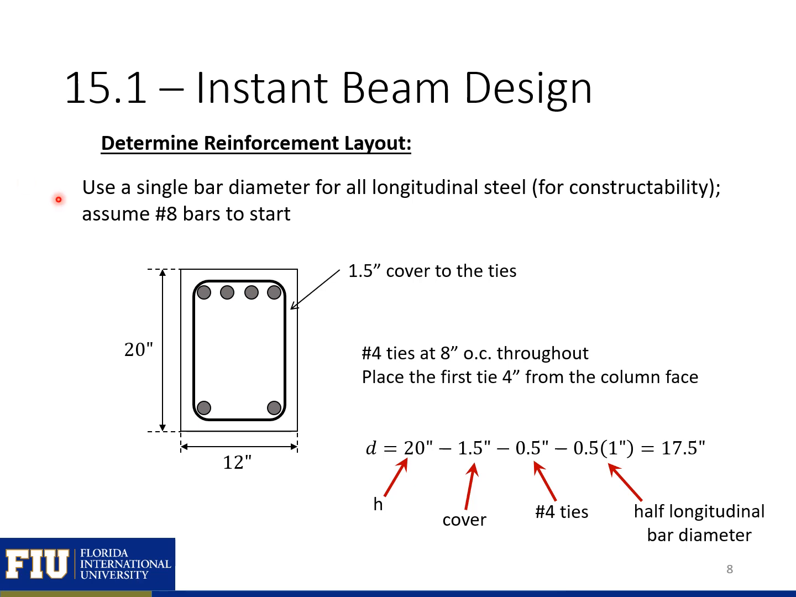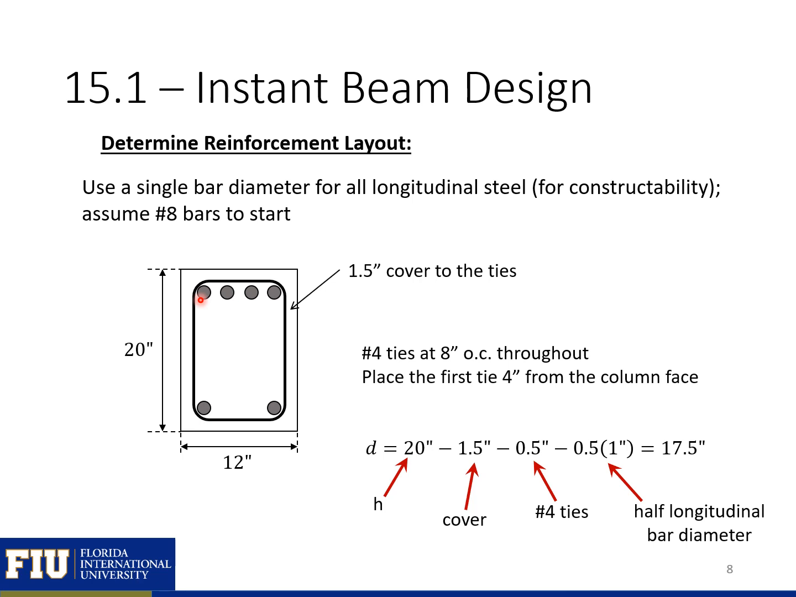We want to try to use a single bar diameter for all of our longitudinal steel. Using the same bar diameter makes the structure more constructible. So on the job site, a number 8 bar looks very similar to a number 9 bar and a number 7, so they can get confused. But if you have all number 8s, then you know that all of the bars will be number 8s in the final structure.